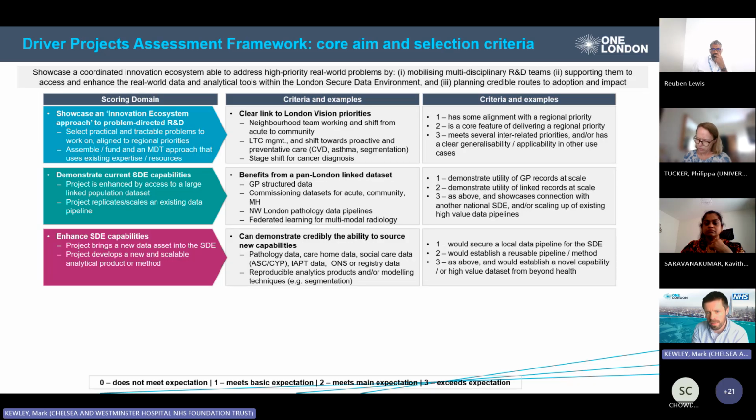Where we're looking in terms of scoring on this, if you could secure a local data pipeline, again, that's a strong tick in the box. If this work would establish a reusable pipeline, so something that is curated for this specific project but can be generalized, then that commands more. And again, if there is a novel capability or high value data asset that comes from beyond health, that would score more. I should say these are additive. So if you just did 3 without 1 and 2, then it wouldn't score as highly.